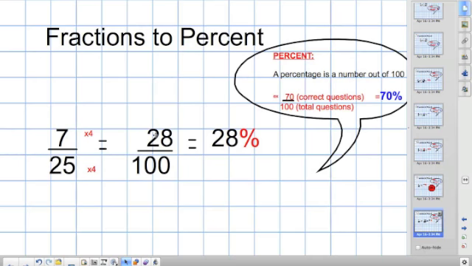The answer is 28%. Hopefully you got that right. Remember, multiply both the numerator and the denominator by 4 because we need to make sure that the denominator in the new fraction is always 100.